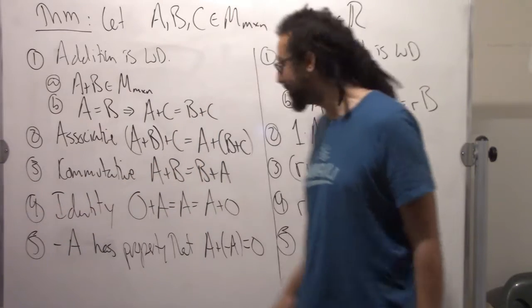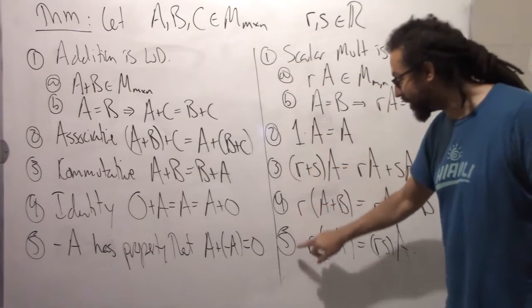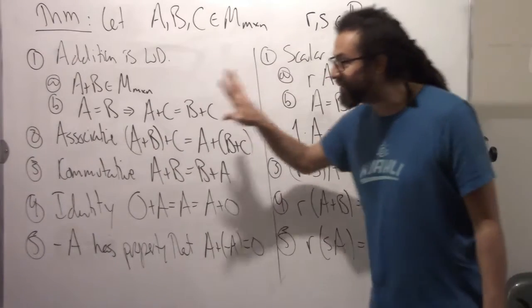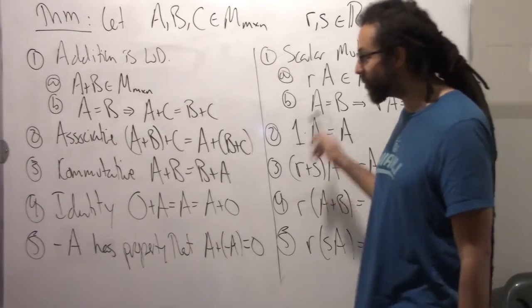A stands for addition, and these properties I'll label as S1, S2, S3, S4, S5. These stand for scalar multiplication. So 5 rules for addition, 5 rules for scalar multiplication. So what are these rules?